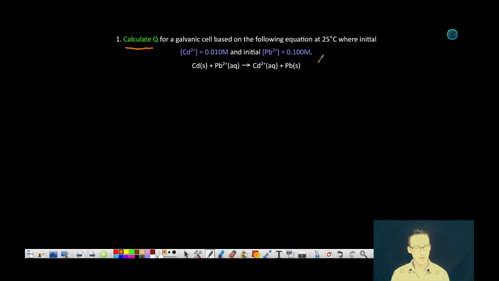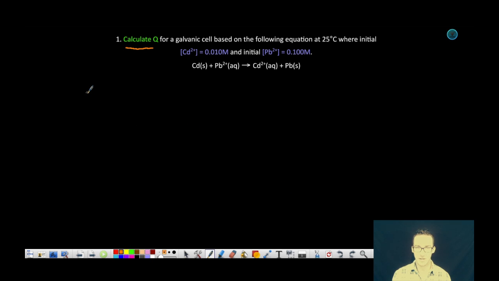So hopefully you can begin to recognize where this is going to come into play. When we were talking about calculating things like the standard cell voltage, those standard conditions were 1 molar concentration. So now all of a sudden we've got concentrations that are not 1 molar, and so hopefully you can begin to see where we're going to go with this.